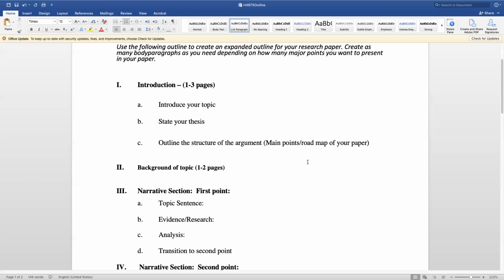Just to review your intro, you have 3 basic tasks in your intro: introduce your topic, what's your thesis, and outline the structure of the argument, the main points, kind of the roadmap of your paper. And then number 2, the background of the topic, which is 1 to 2 pages. The intro is 1 to 3 pages. And for next week, all you have to put is background. You don't really have to fill that in. I just think that would be a waste of time. Okay, and now in the next podcast, I'll talk about the narrative, or the body part of the paper.